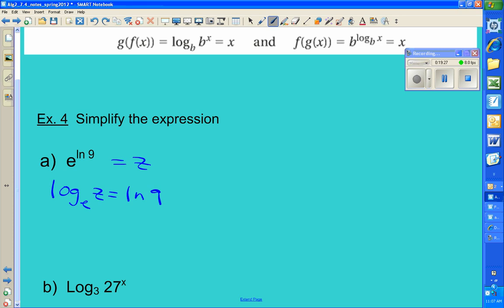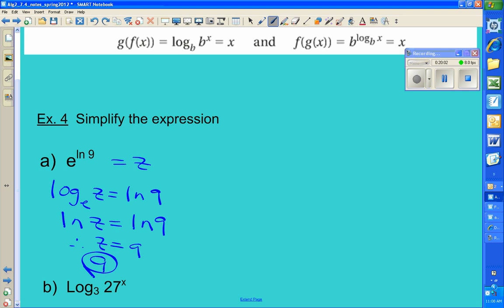What's a logical conclusion if we change log base e to natural log, if we don't want to write log base e? What's the natural conclusion here? z must be equal to 9. Therefore, e to the natural log of 9 simplifies to 9. E to the natural log of 9, we're pretending it's equal to z.